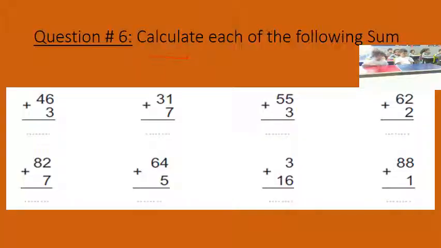Calculate. Question 6. Calculate each of the following sum. 46 plus 3. 6 plus 3, 6 in your head, 3 on your fingers. 6. Good job. 4 plus 0. 40.